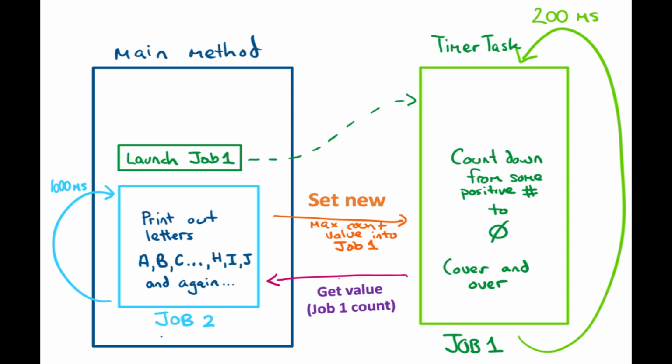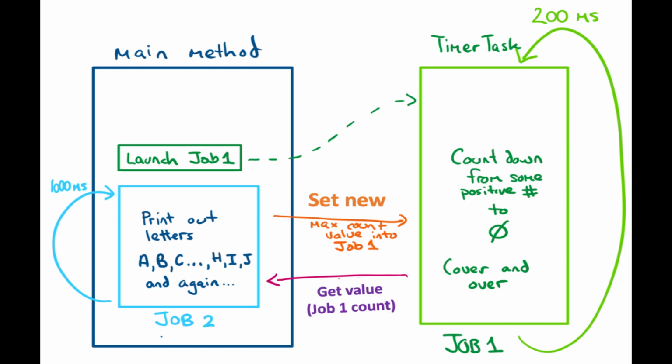Okay, so let's make a little example showing how to move data in and out from the main method to another object under timer task. So we're going to print out some letters in job 2, which is in a while loop operating at 1,000 milliseconds on the main method.